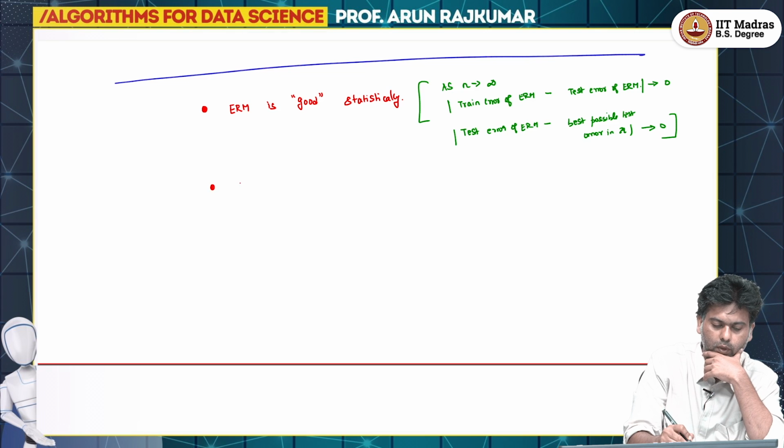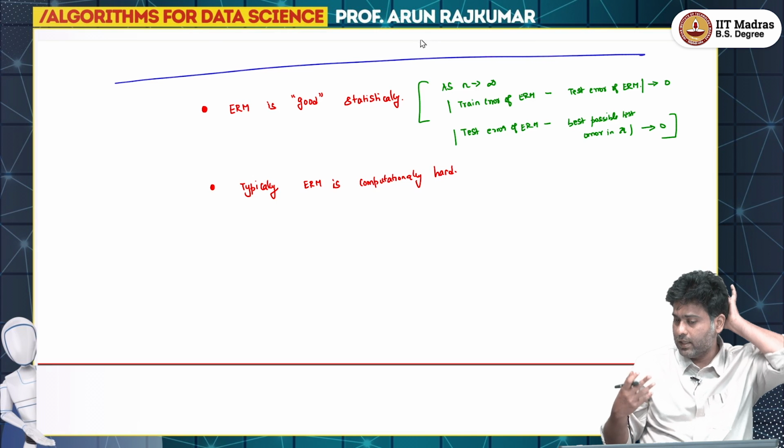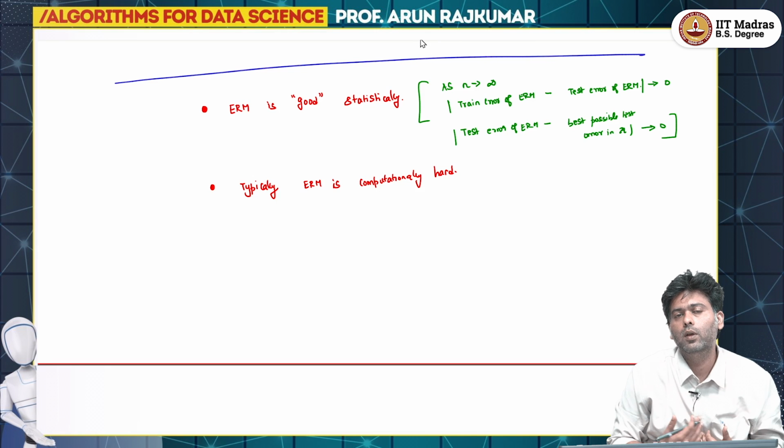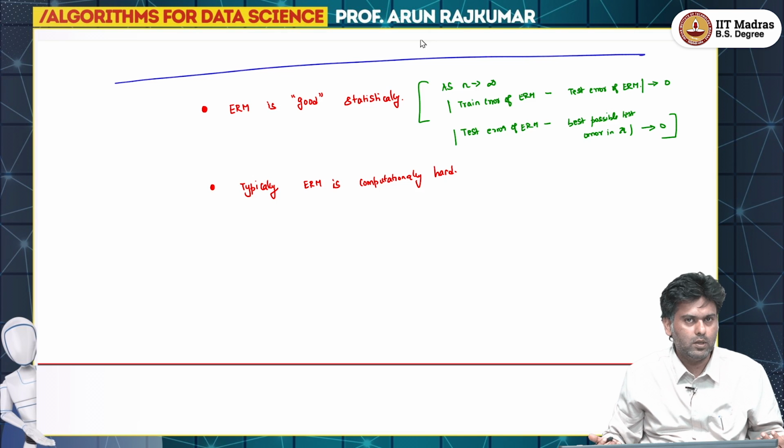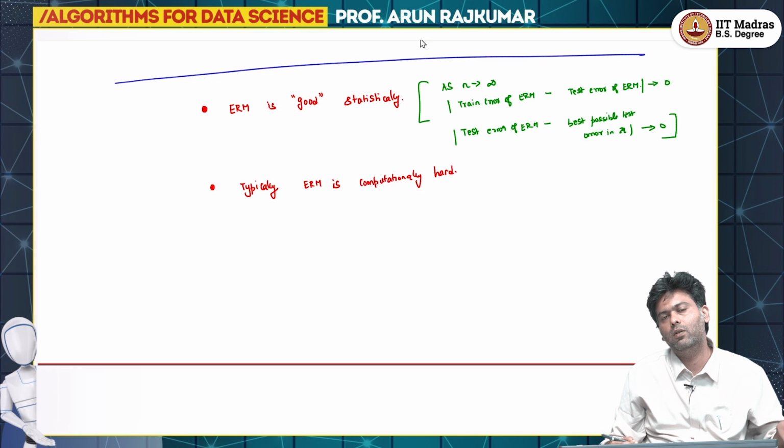But typically ERM is computationally hard, while it has good statistical properties. So then I should be doing this, right? Why am I not doing this in practice? Because in practice it is usually very hard to find the classifier which makes the least training error. That is a hard problem.